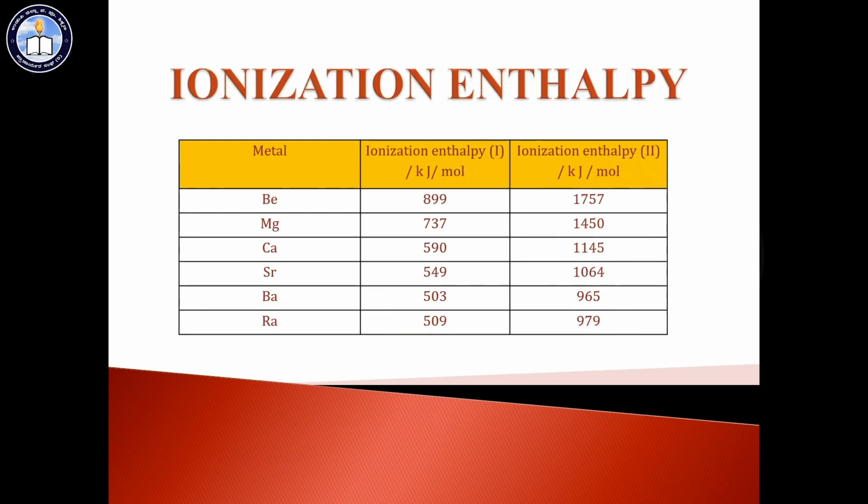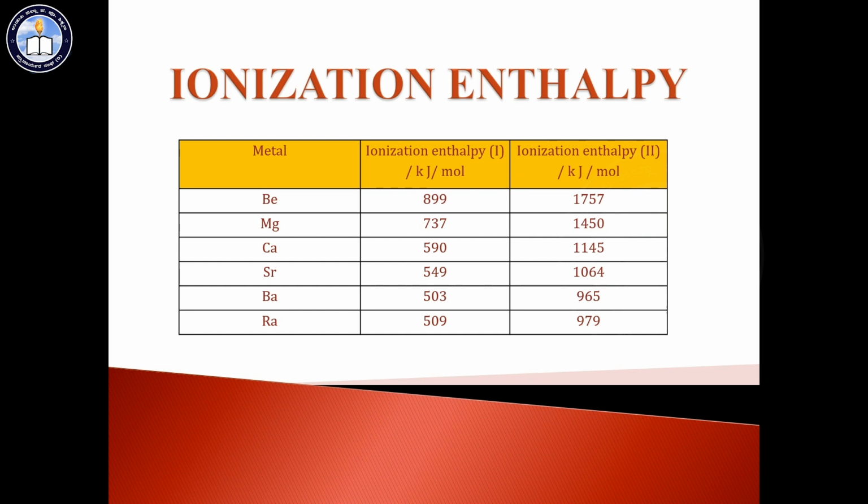Ionization enthalpy. Alkaline earth metals have low ionization enthalpies due to fairly large size of the atoms. Since the atomic size increases down the group, their ionization enthalpy decreases. The first ionization enthalpies of the alkaline earth metals are higher than those of the corresponding group 1 metals. This is due to their small size as compared to the corresponding alkali metals.